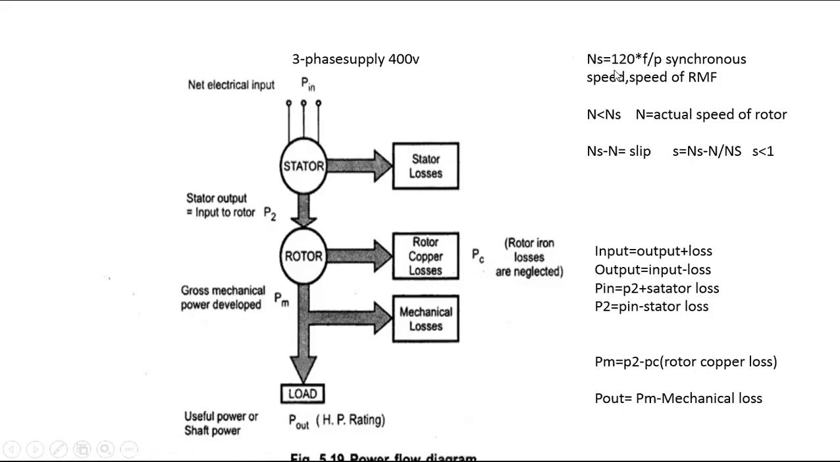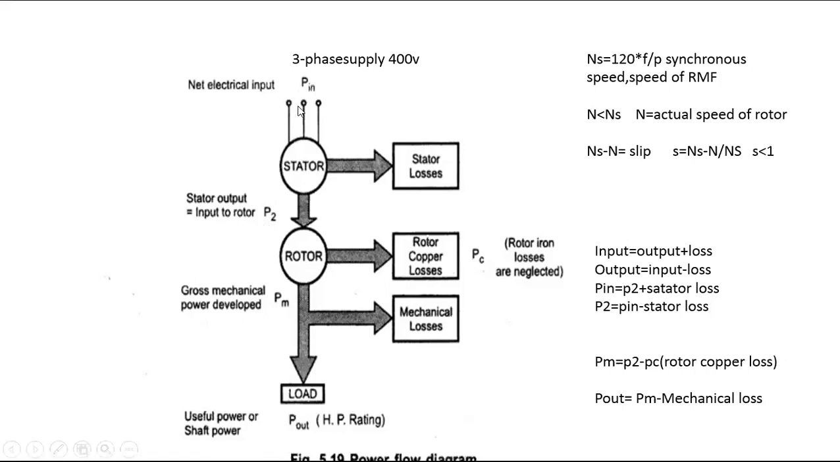Just now we have taken the slip definition: ns minus n is the slip, and the actual speed of the rotor is always less than the synchronous speed of the rotating magnetic field. Remember, the slip value is always less than 1. So what is this topic? It explains the different losses present in an induction motor. This diagram is quite sufficient.